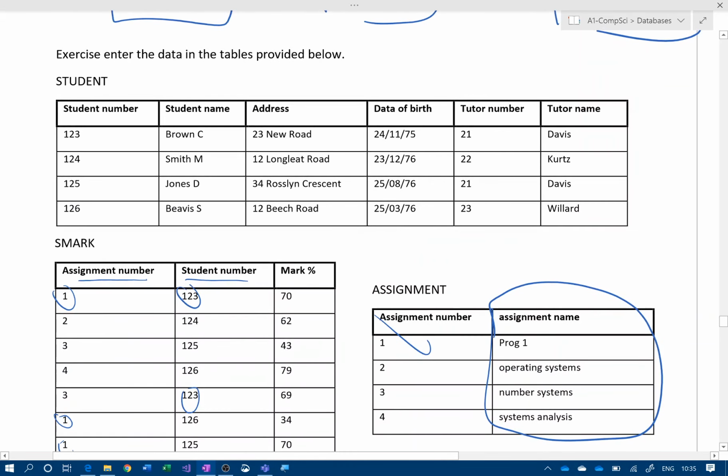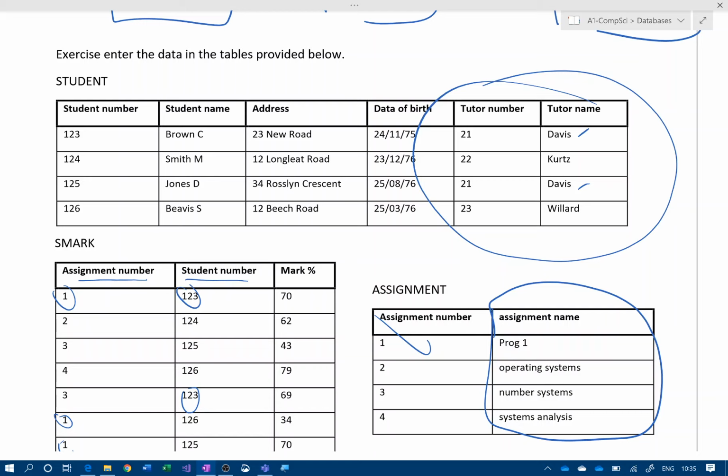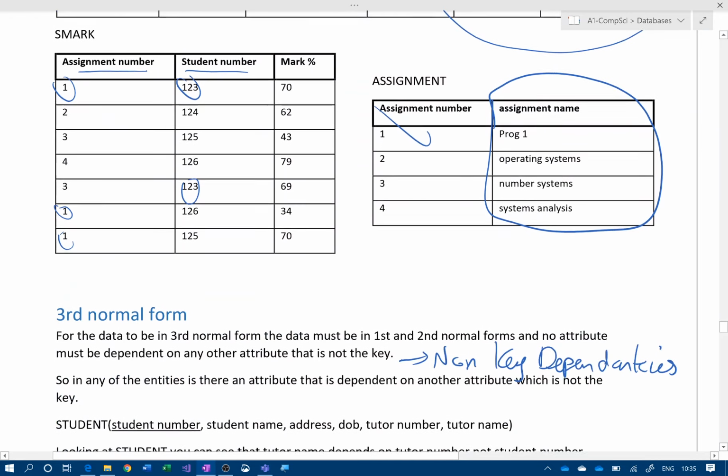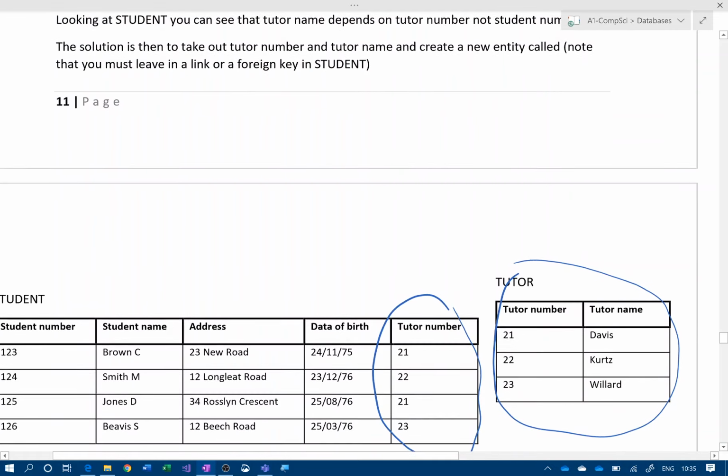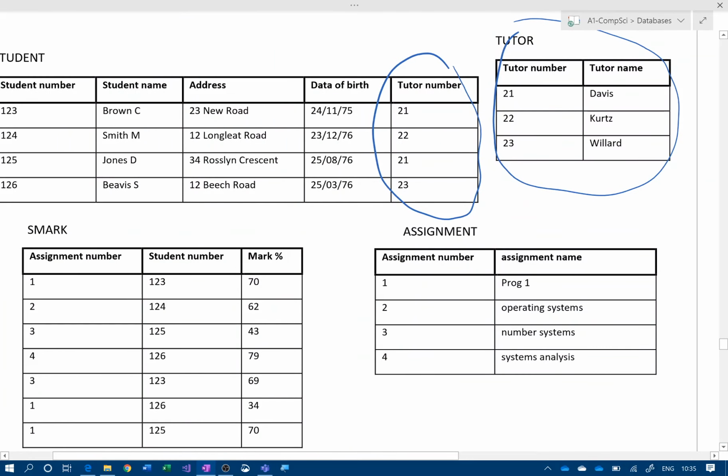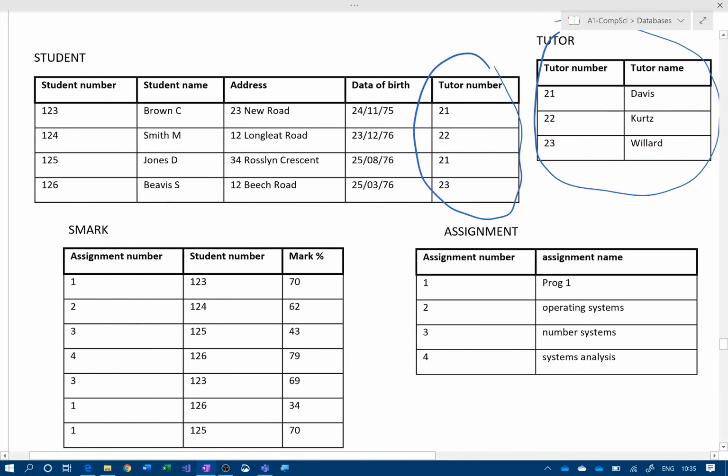Now if you look at student, these two here are looking a bit dodgy. You can see that I've got Davis repeated there and there. That's not ideal. So what can we do to solve that? Well, we could break out another table, because basically what we're saying is tutor name is dependent upon tutor number, and tutor number is not the primary key, student number is. So we then break out into a new table called tutor, leaving tutor number in student, because obviously we still need to know who their tutor is.